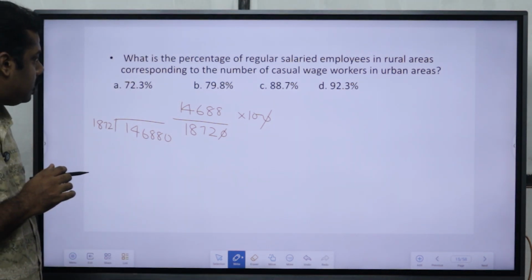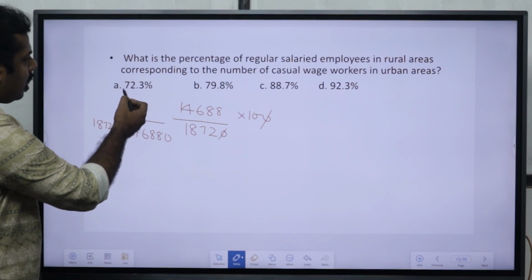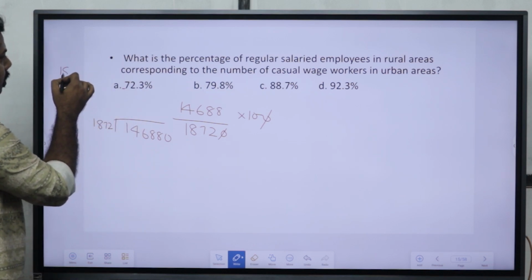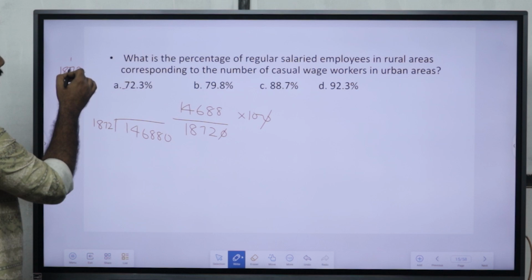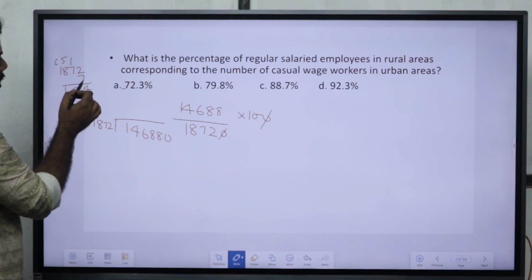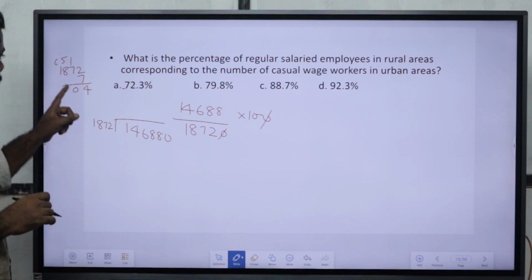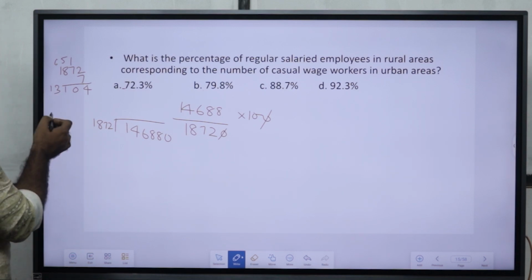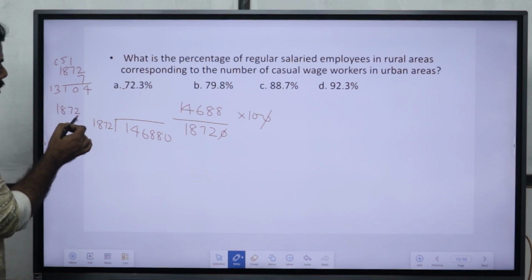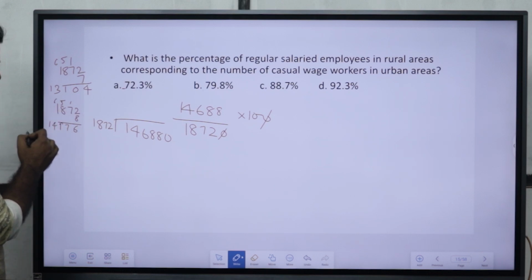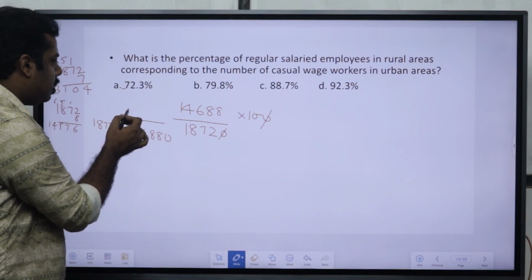A bit more calculation here as well. So the first digits here are 7, 8, 9. First we can go for 7 times. 1872 into 7 will give us 13,104. Most probably it has to be 7. Just cross check for 8 times as well. 8 times is going to give us 14,976. No. So it will be 7 times itself.